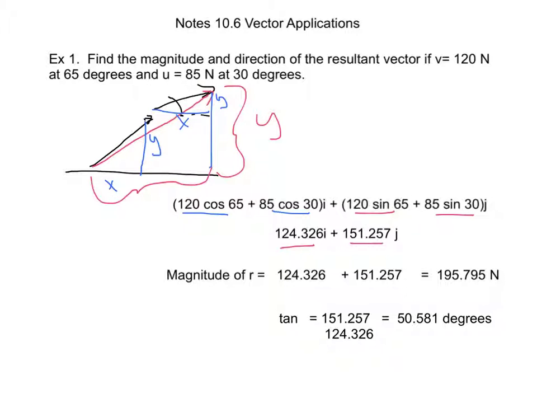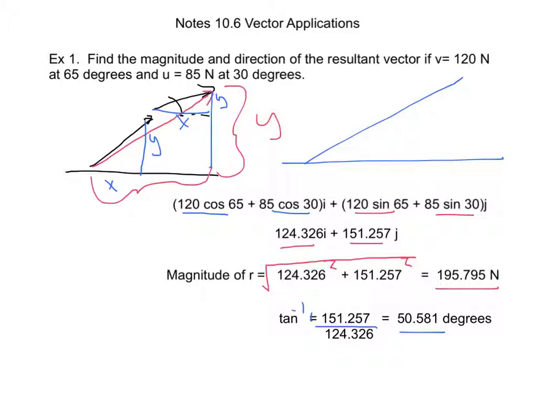In order to find the magnitude, I have to take the square root of x squared plus y squared, a squared plus b squared equals c squared, and I end up with 195.795 newtons. In order to find the angle, you do the inverse tan of 151 over 124, it gives me 50 degrees. So therefore my resultant, when I got done, is 195 newtons at 50 degrees. Now of course you will carry everything to 3 places, it's just too hard to write that way.